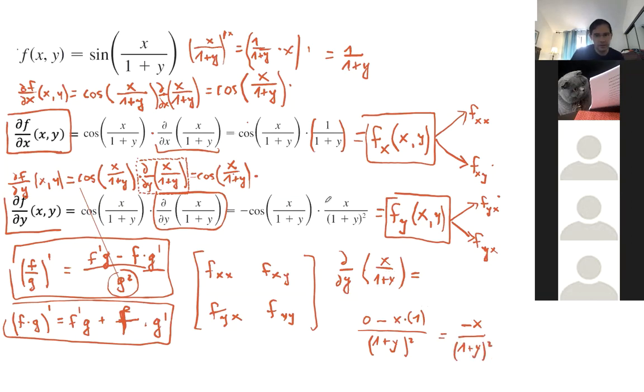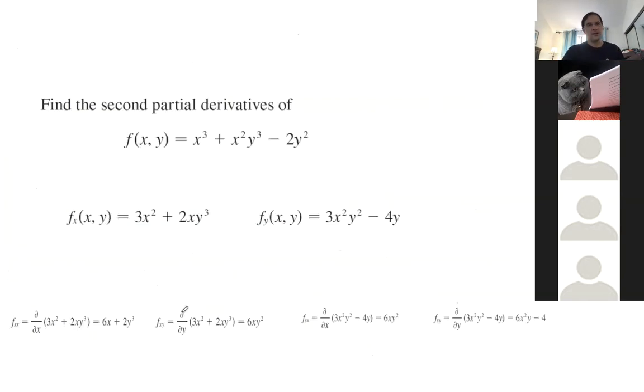This is the negative, and this is x divided by 1 plus y squared. Yes, thank you. You're most welcome, and thank you for asking, because maybe second partial derivatives is essentially, let me see. Okay, so no time.